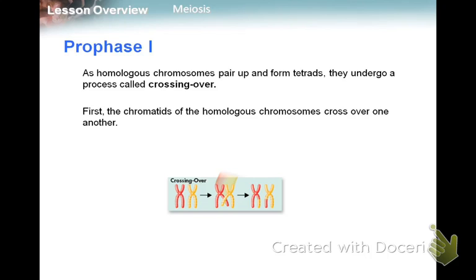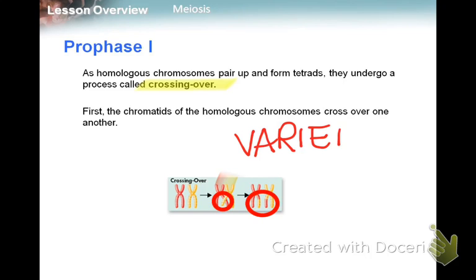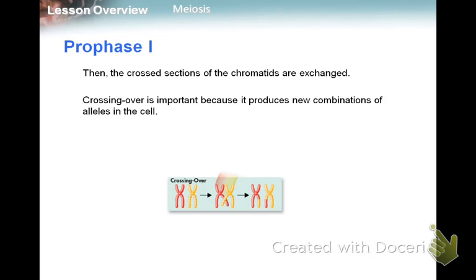When the homologous chromosomes are paired up like this, the inner arms of the chromosomes, as you see here, switch. It's a process called crossing over. That exchange of information creates even more variety above and beyond the variety produced by sexual reproduction. This produces new combinations of alleles in the cell.